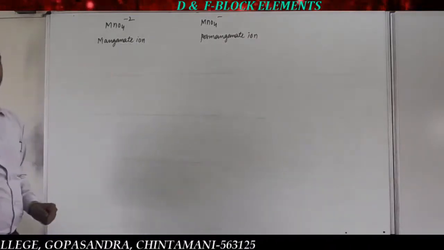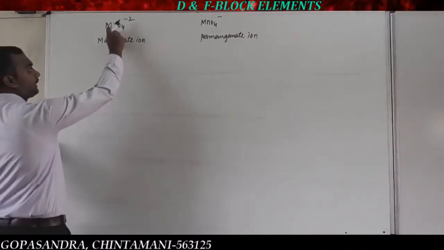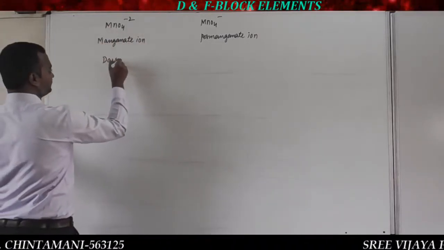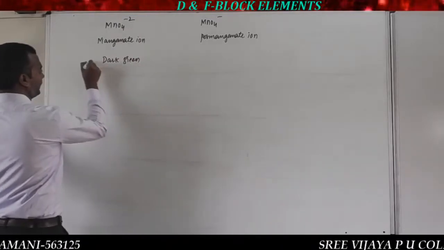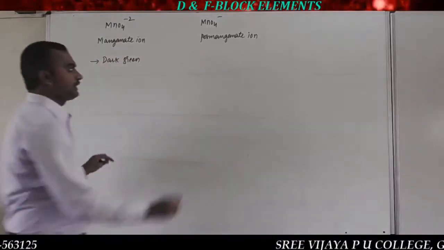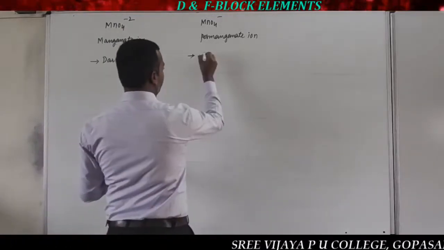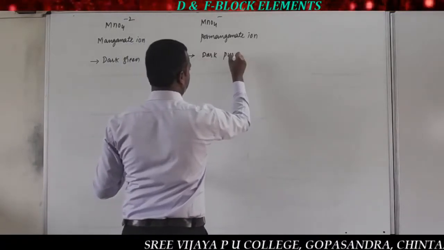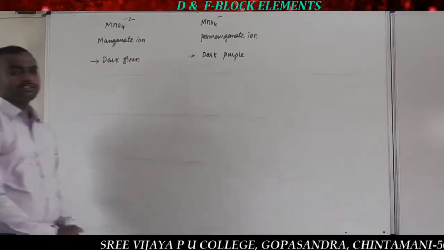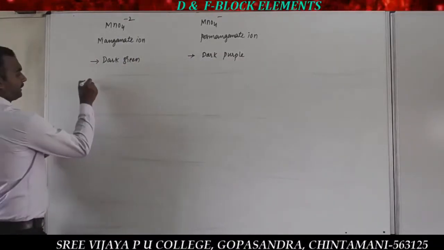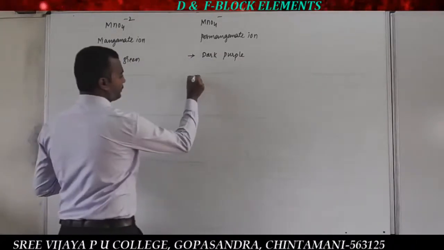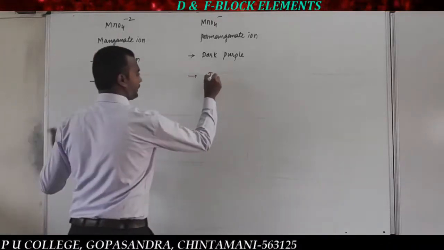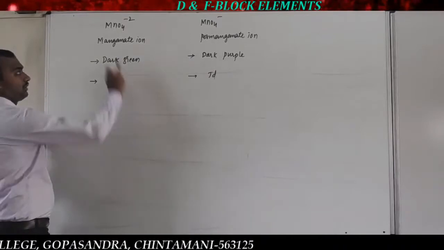So I will differentiate them. What is the color? The manganate ion is dark green in color. The permanganate ion is dark purple color crystals. Next, what is the structure of these two? Both have a tetrahedral structure.